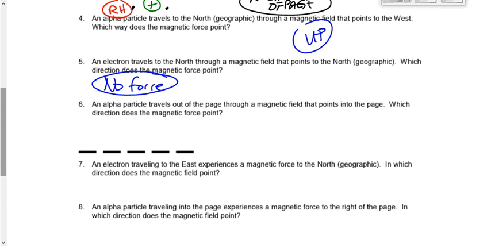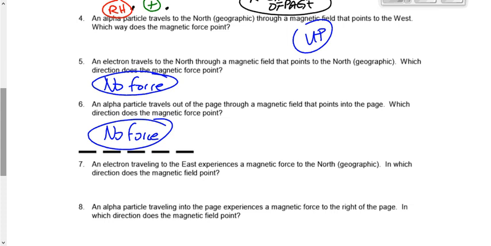Six, an alpha particle travels out of the page to a magnetic field that points into the page. What's the direction of the force? There is no force because, once again, they're parallel to each other. So there's no hand rule to do to find a non-existent force.